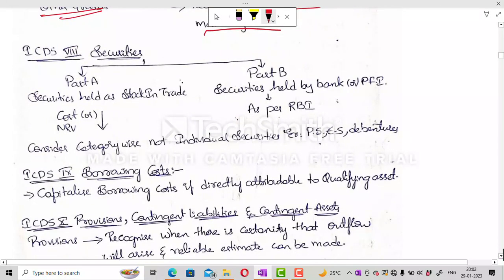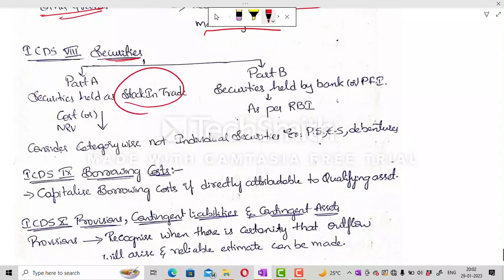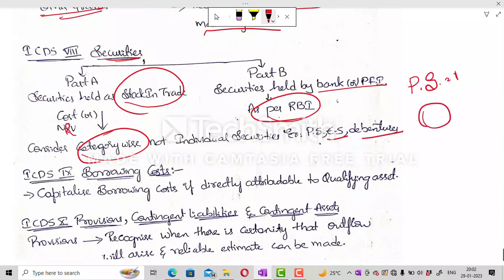In case of securities, we have two types of securities. We will be holding securities as stock in trade, like we will be doing trading with that, or else securities held by a bank or public financial institution. They should follow RBI rules. But what should we follow? Cost or NRV, whichever is lower, same as stock in trade. But we should consider it category wise. We should consider cost or NRV, whichever is lower, for entire preference shares as one, and entire equity shares, debentures, we should categorize as a single element, not the individual securities.